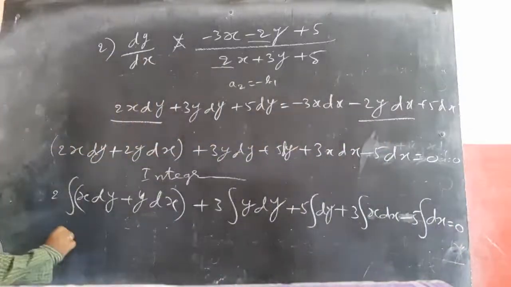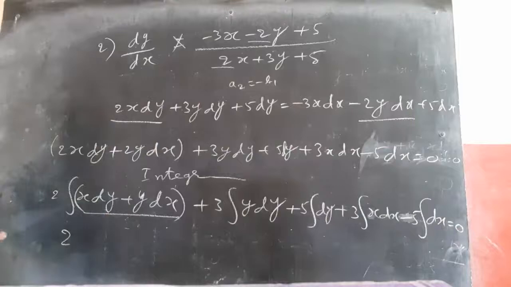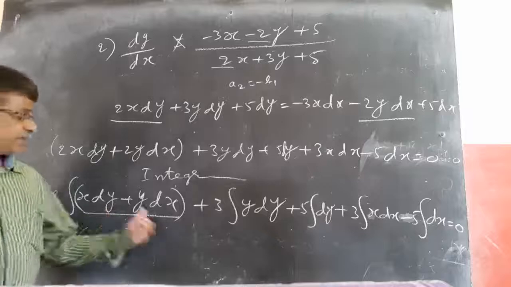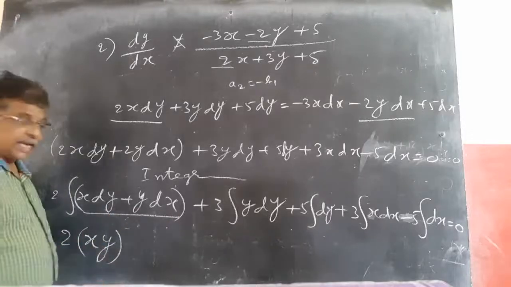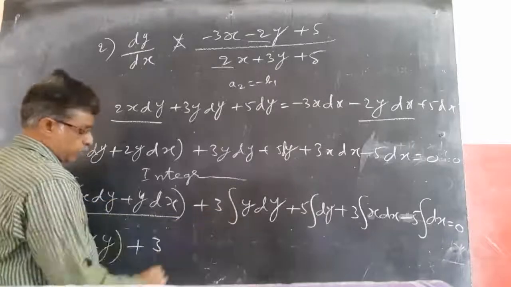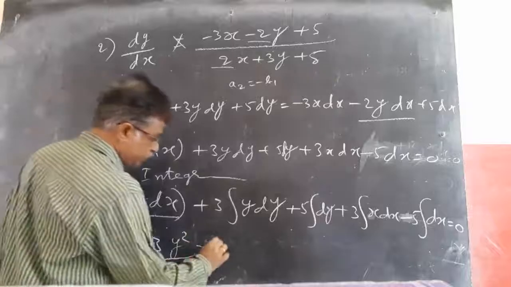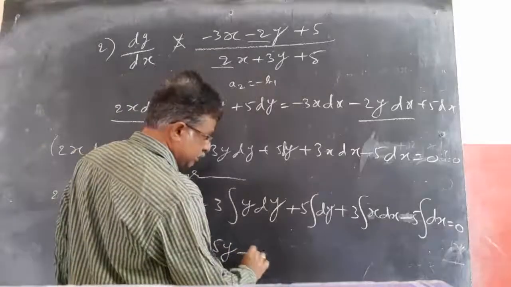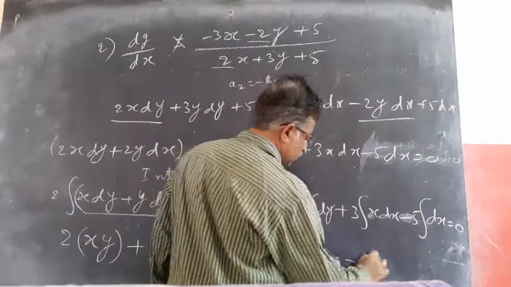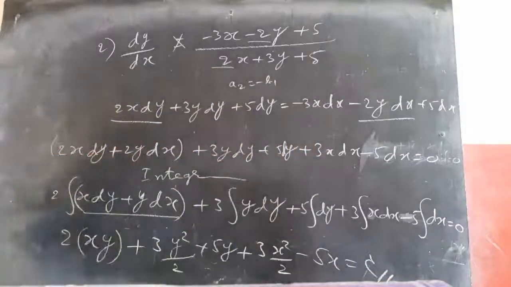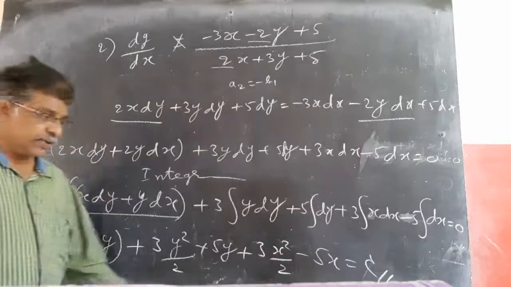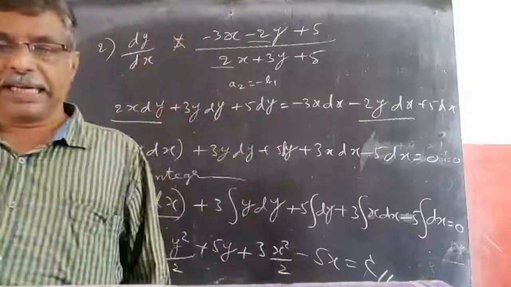Now this becomes 2 into x dy plus y dx. This is the most important point in this case: the integration of x dy plus y dx is always xy, because the derivative of xy is this. So plus 3 into y square by 2, plus 5y, plus 3 into x square by 2, minus 5x, plus c equal to 0. Now if you want you can take the LCM or you can leave it like that. This is the required equation.